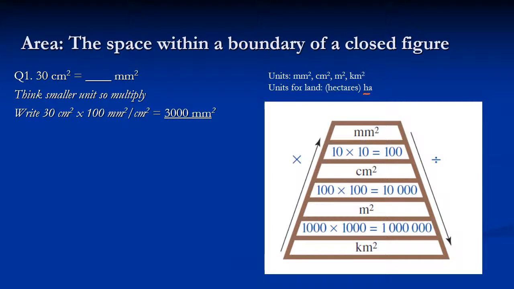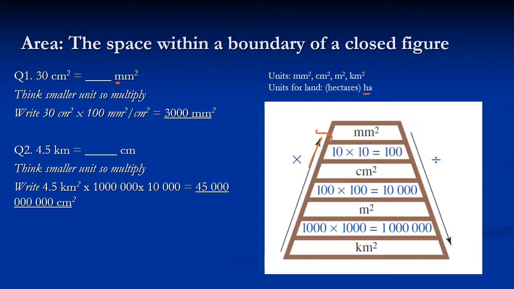So 30 centimeters squared to millimeters squared, we want to go from what are we going to? A smaller unit. So we are going to go from centimeters and up. We're going to have to multiply it by 10 by 10 or 100 to get 3000 millimeters squared.